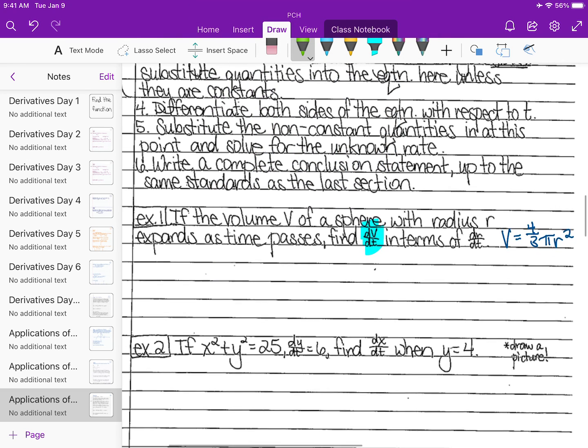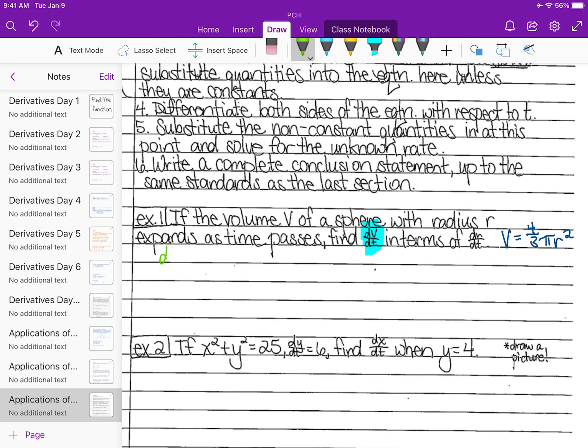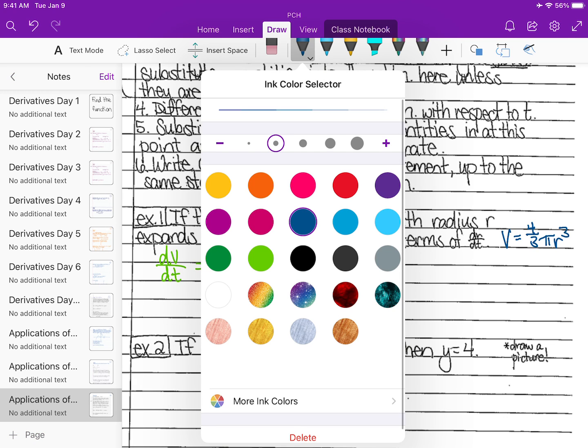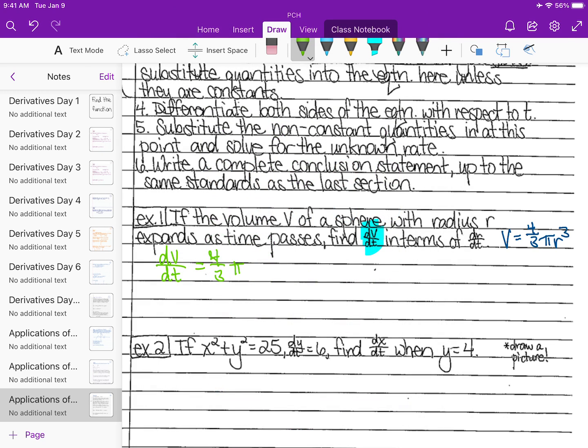Okay, so the derivative of V with respect to time, I'm going to leave that 4/3 pi hanging on for the ride. That's just a coefficient. That should say r cubed right there. The formula is cubed. It's a 3-dimensional solid, so the formula has to be cubed, or there has to be degree 3, I should say.